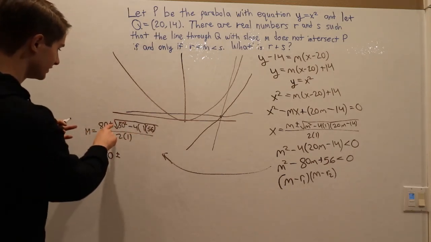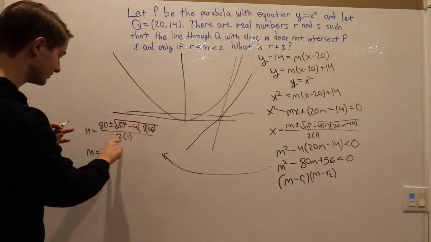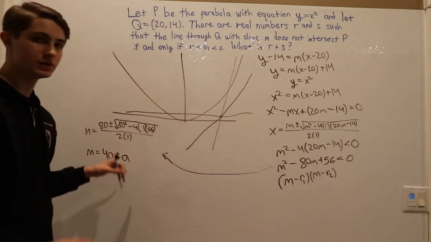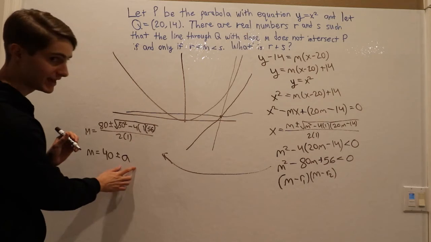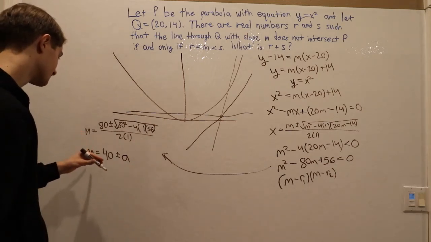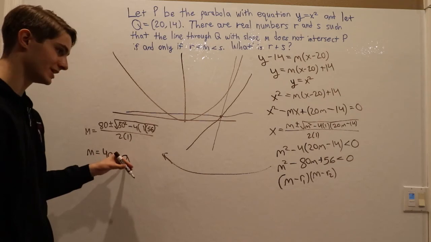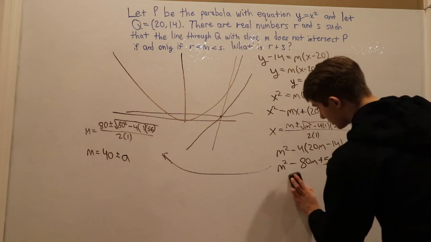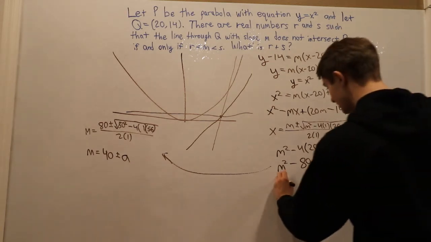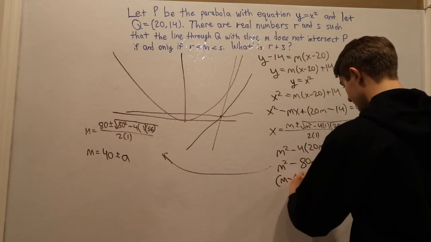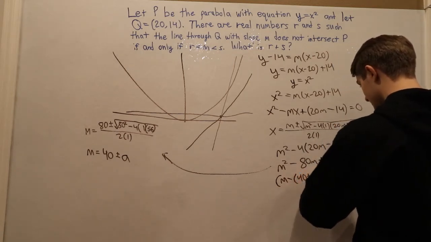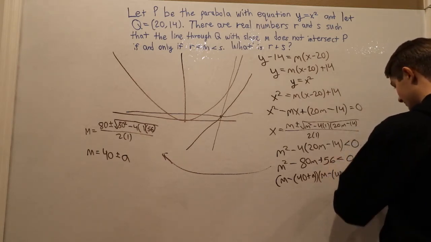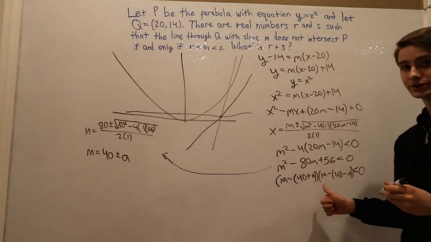So what we're going to do is take this square root of all this stuff divided by 2, and we're going to let it equal a. So we can go through all of our calculations just letting this be equal to a, and then we can deal with it later. So we have m is equal to 40 plus or minus a. That means we can go over to this equation again, and instead of r1 and r2, we can write this as m minus 40 plus a times m minus 40 minus a. And this is less than 0. So this is an equation that we can use a lot better.